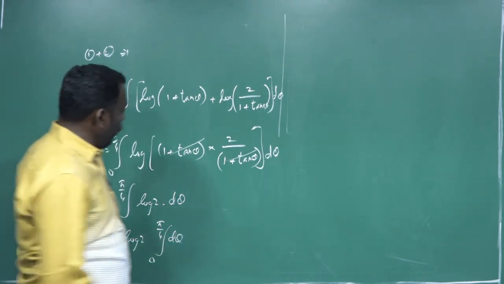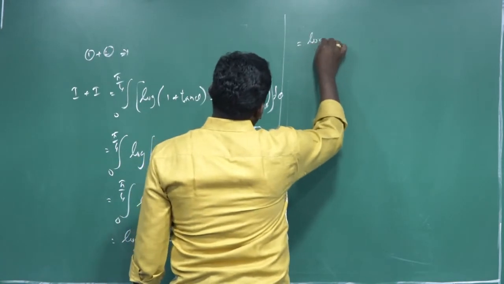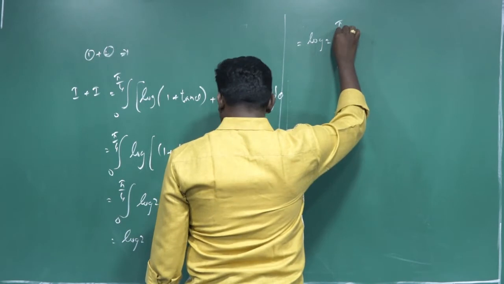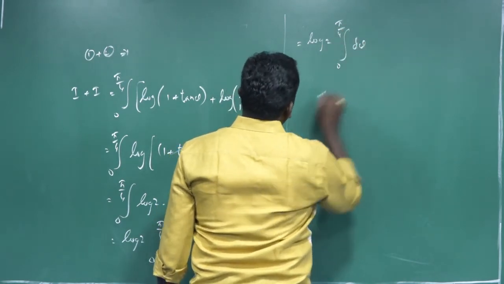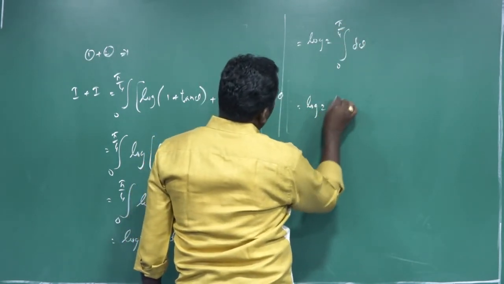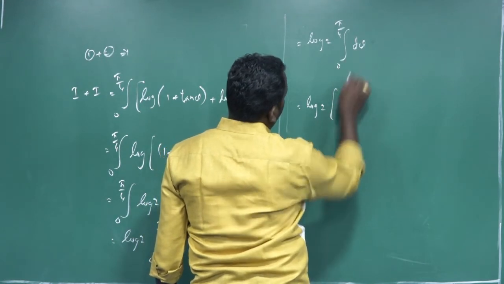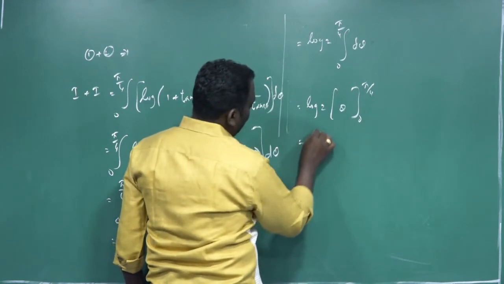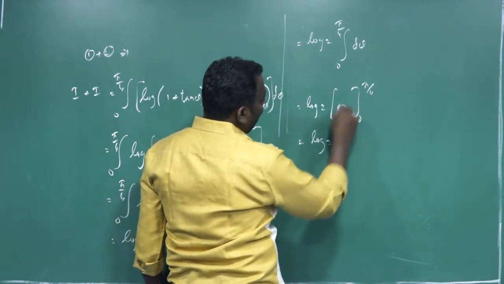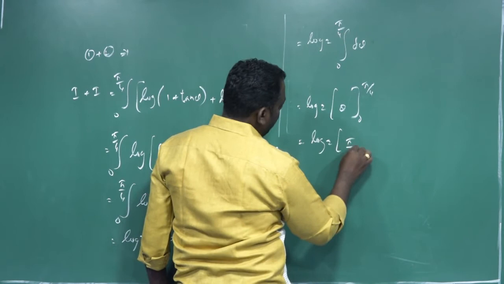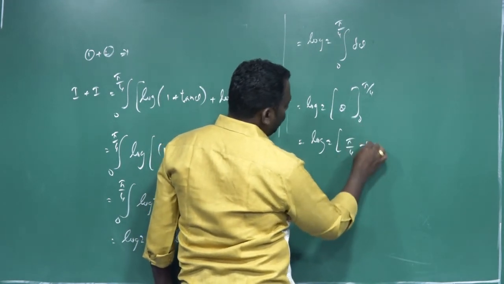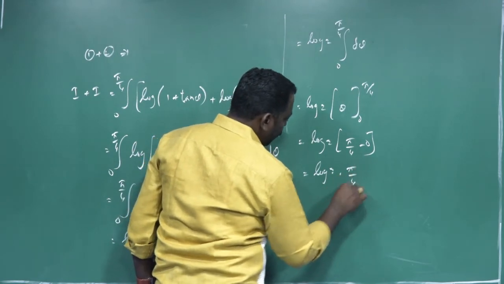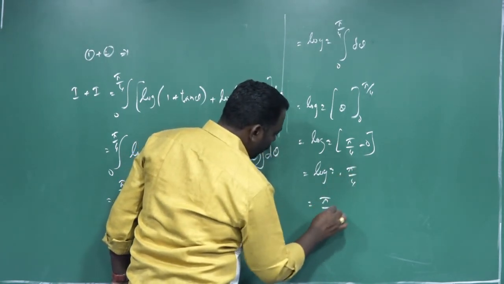Now integrate: log 2 outside, integral 0 to pi by 4 of d theta. The integration of d theta is theta, with limits 0 and pi by 4. That is equal to log 2, then applying the upper limit value pi by 4 minus the lower limit value 0, which is log 2 into pi by 4, that is pi by 4 into log 2.